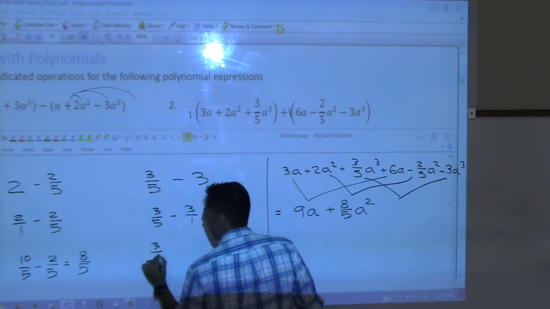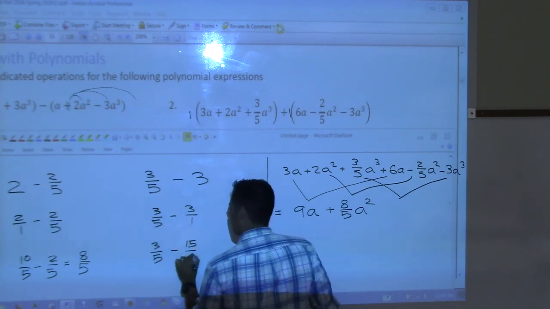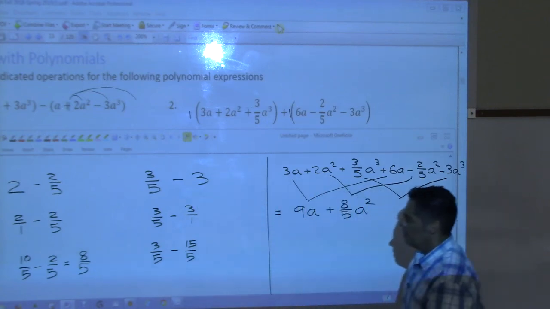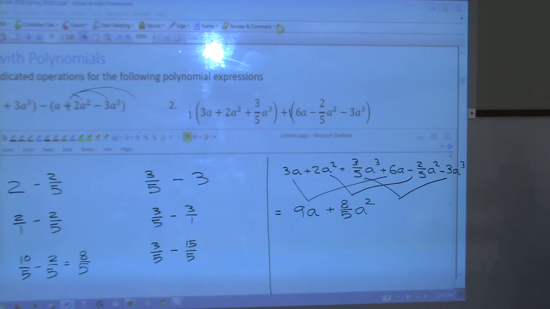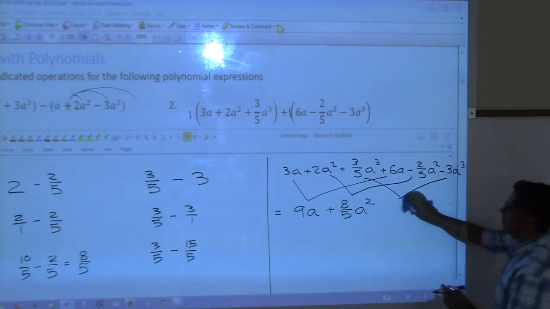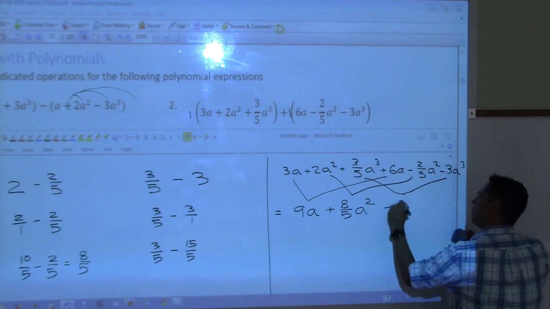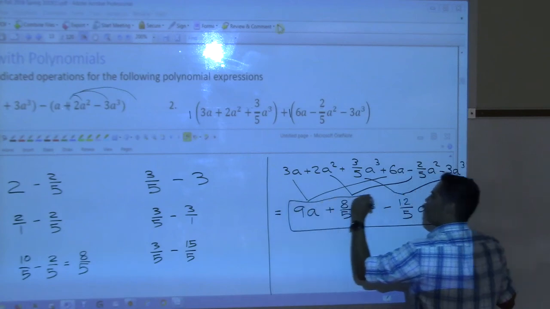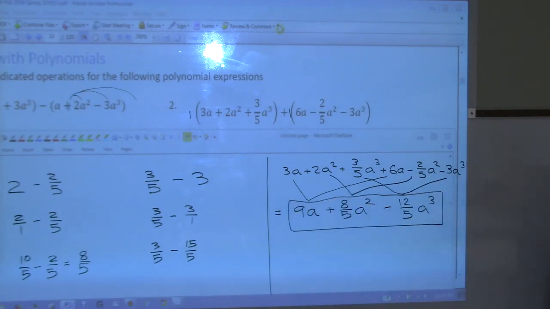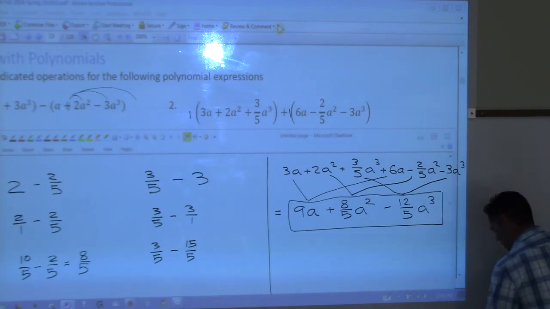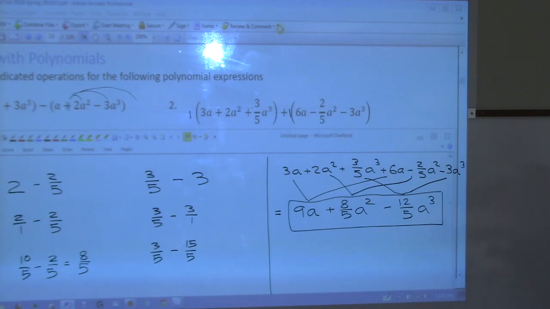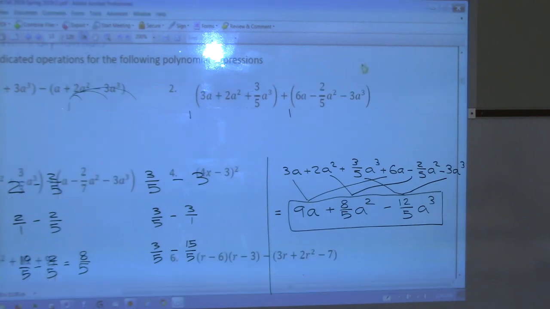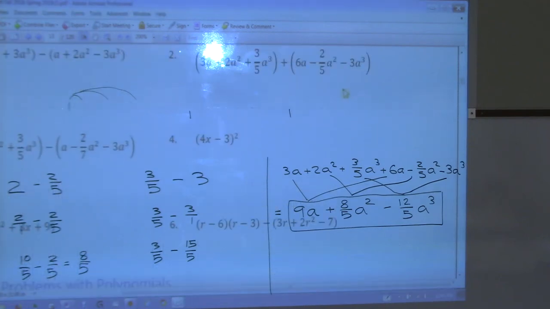Common denominator is 5. So multiply top and bottom here by 5. And what is that? What's 3/5 minus 15/5? Negative 12/5? There we go. We're done. Again, I'm not going to put that in descending order. I'm just going to leave it as it is. Any questions? Okay.